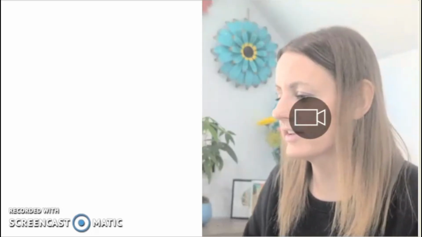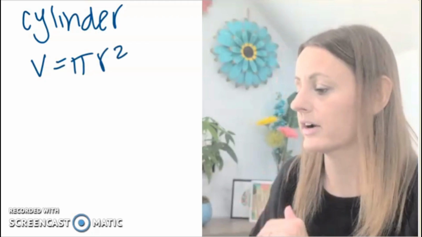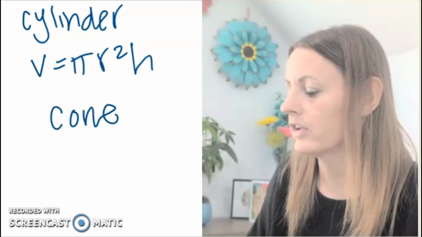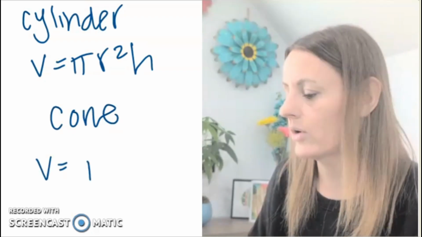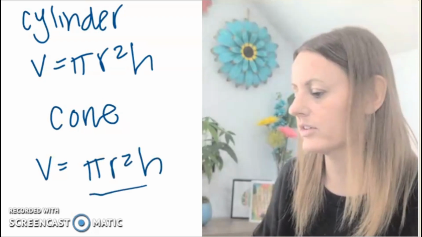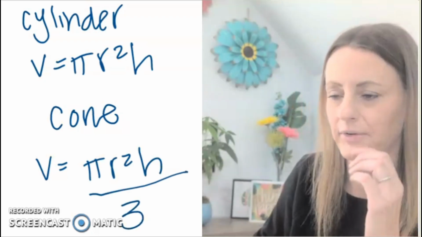Okay, so let's look at this here. We're going to write the volume of a cylinder is pi r squared times h, right? And the volume of a cone is going to be 1/3 of that. So pi r squared h, and you can either multiply it by 1/3 or just divide by 3, right? So that is the volume of a cone.